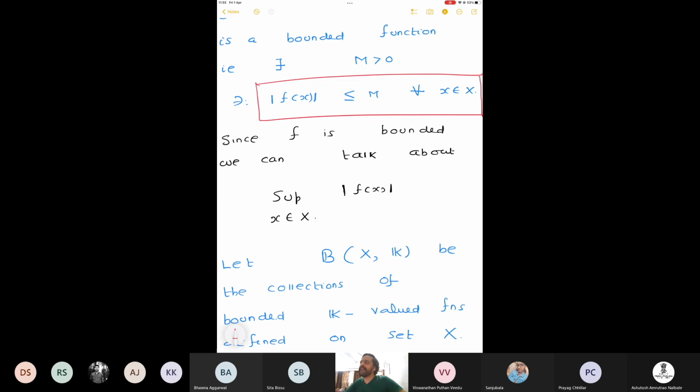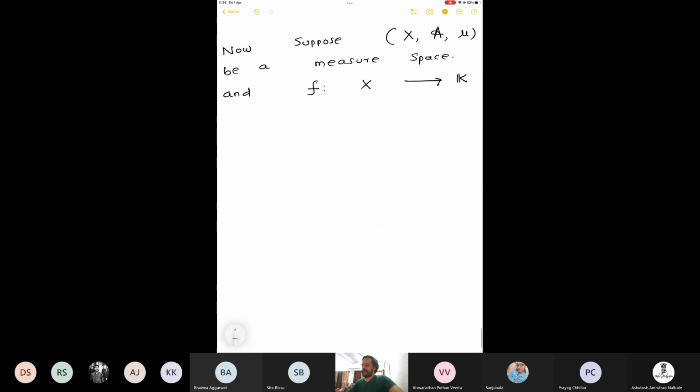But now, since I am in a measure space, I don't mind if this condition is violated on a set of finite measure. I repeat, I don't want the condition to be true for all x. I am okay even if the condition is violated, but the violated set should be of measure 0. Does that make sense? Yes, sir. And such functions are called essentially bounded.